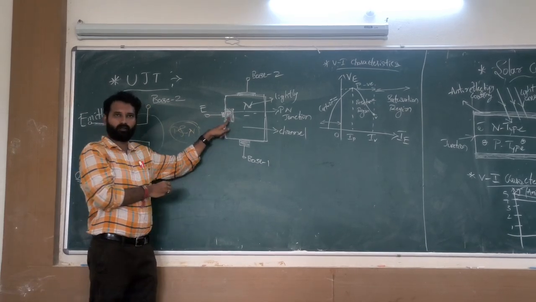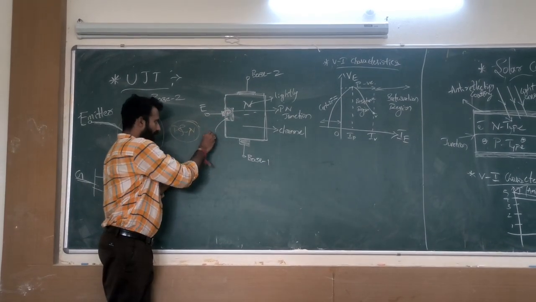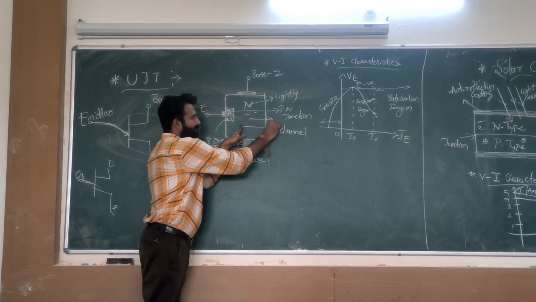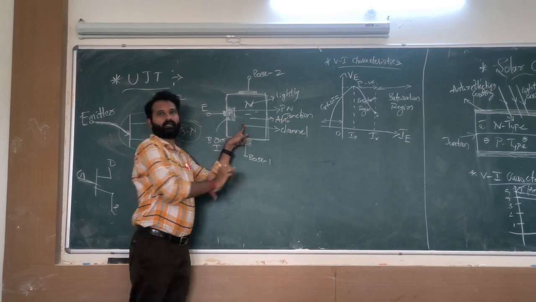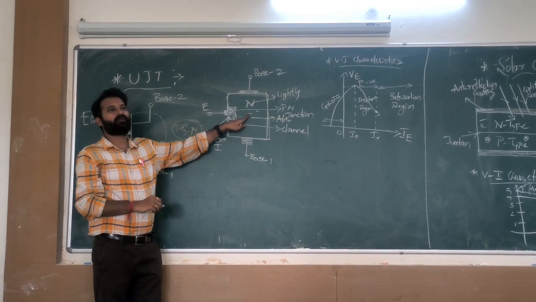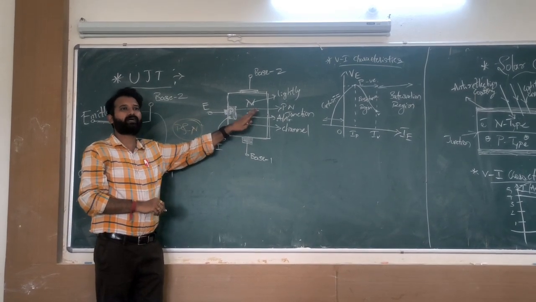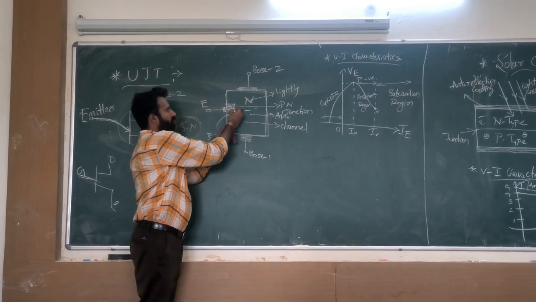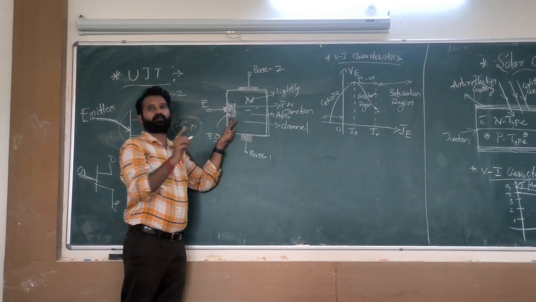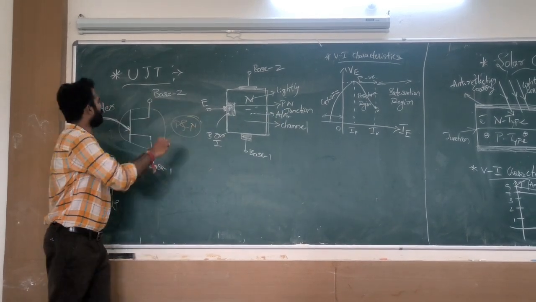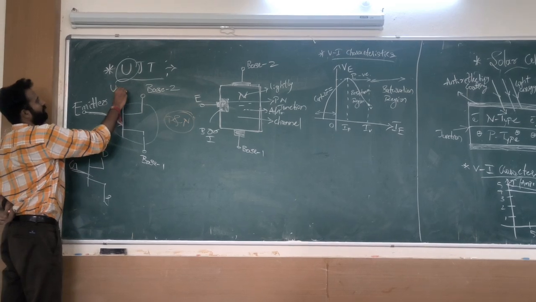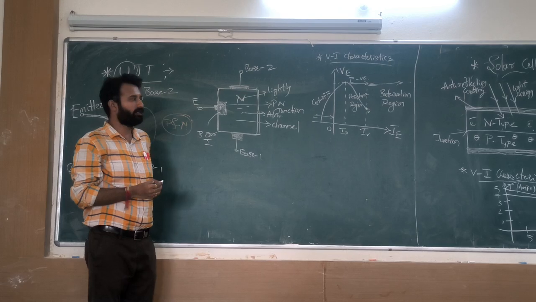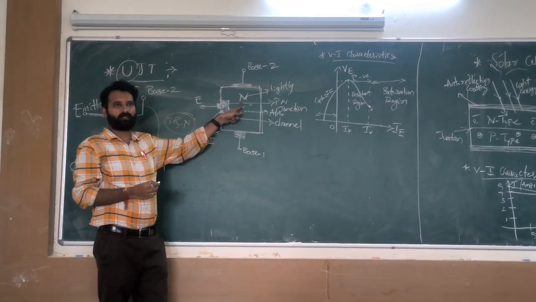You can add boron and indium. Here you can add antimony and arsenic. This one is lightly doped, so these impurities are less. These impurities are more. It forms a P and N junction, a single junction. That's why it is called a unijunction transistor. The reason for the name is that it consists of only one junction.